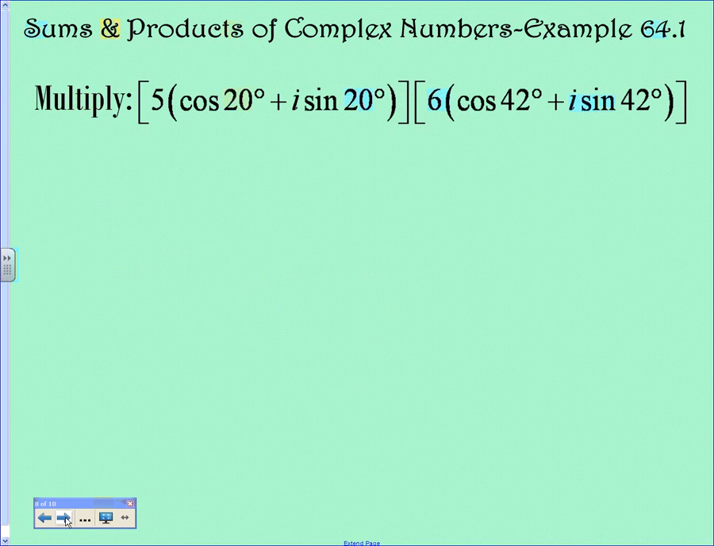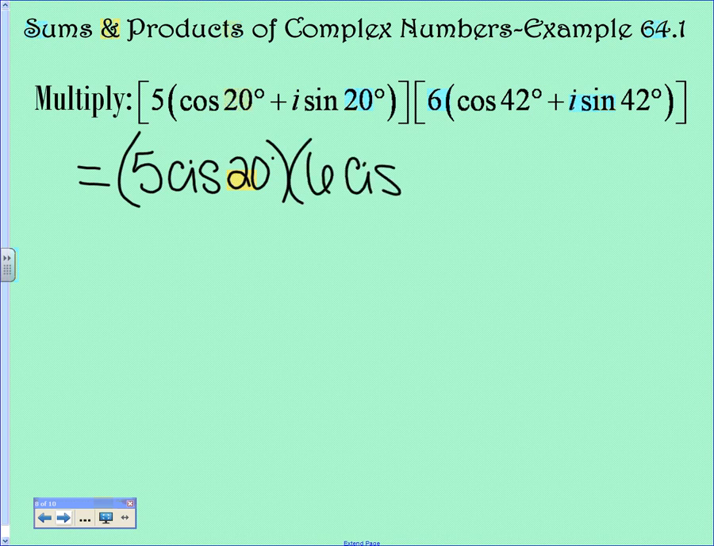Anyway, so now getting to what we're actually going to be using this for right now. We want to multiply these. Right now, you have no idea how to multiply these, do you? These really aren't too bad. So what you want to do first is make it into the 5 cis 20 degrees. You want to make it into the short form. What would the second one be?